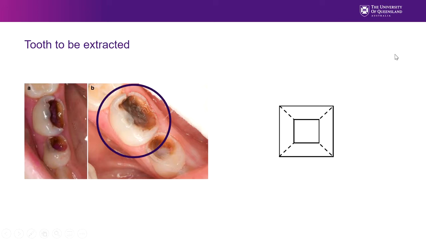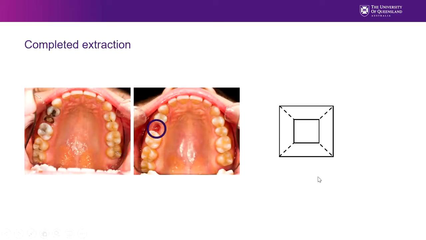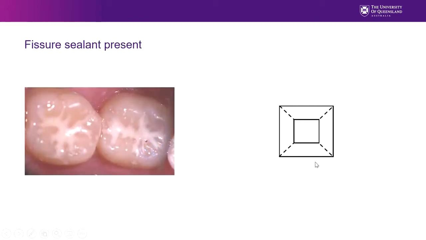For a tooth to be extracted, so it's been treatment planned, we put a diagonal line through it. Then when the tooth has been extracted by us, we put a cross through it like this, and then another diagonal line to make a full cross. So that's when it's been done by us. If there's a fissure sealant, simply do an F and an S on the occlusal surface.